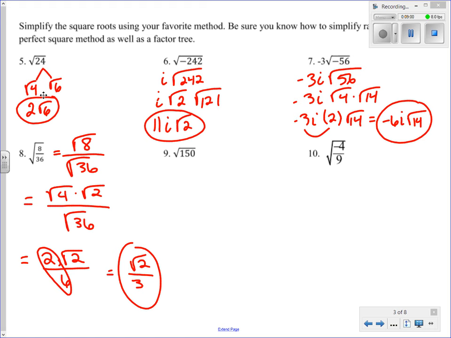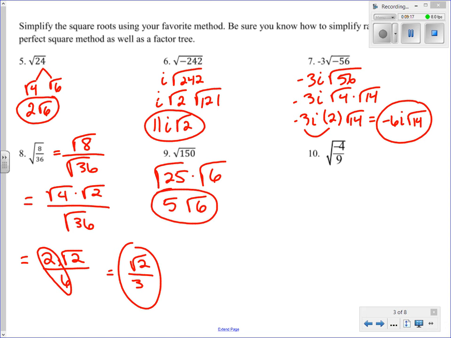Okay, 150 can break up into the square root of 25 times the square root of 6. We'd get 5 radical 6. The square root of 25, if you were to put that in a calculator, you would get 5. And that's all she wrote for that one.